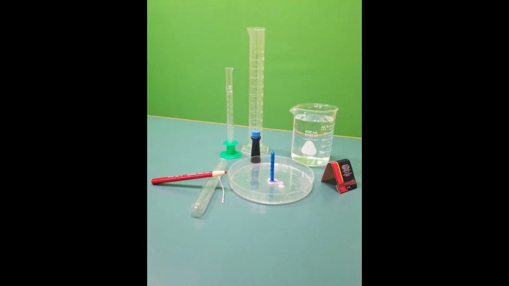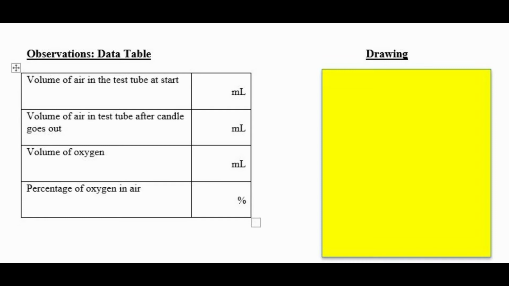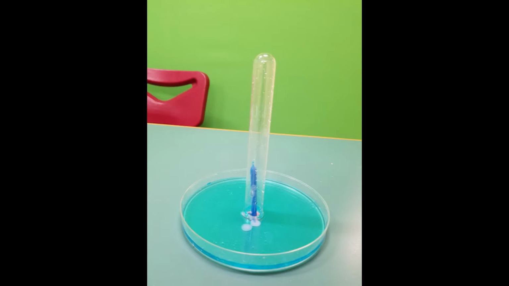The materials we're going to use in this lab are a large petri dish, a birthday candle, matches, a beaker filled with water, a graduated cylinder, a little bit of food dye, and a wax pencil. In the space provided in your lab, you'll draw what the setup will look like. This is what the setup will look like. Please pause your video now to draw it in the space provided.